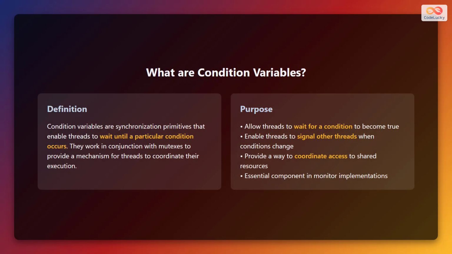What are condition variables? Condition variables are synchronization primitives that enable threads to wait until a particular condition occurs. They work in conjunction with mutexes to provide a mechanism for threads to coordinate their execution. The purposes of condition variables are: they allow threads to wait for a condition to become true. They enable threads to signal other threads when conditions change. They provide a way to coordinate access to shared resources, and condition variables are an essential component in monitor implementations.